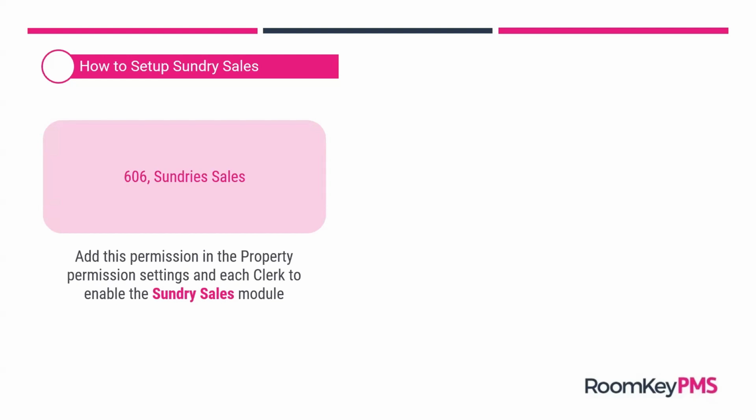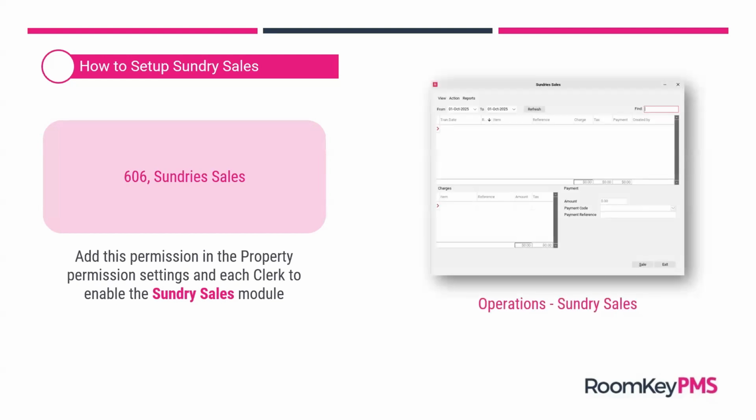A good way to check is if you go to the operations menu in Roomkey and select Sundry Sales. This module, Sundry Sales, should pop up for you. If you see the module, but it is grayed out, it means that the property permission is enabled, but it is not enabled for your clerk ID. So you'll want to make sure that you're enabling this permission 606 Sundry Sales under your clerk ID.